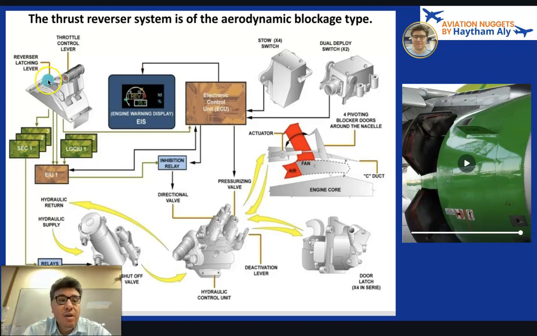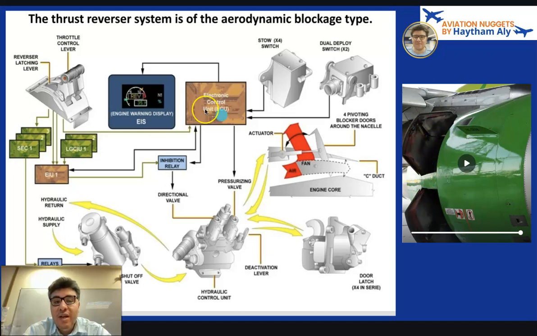In order to operate the thrust reverser, as you can see, for the deploy sequence, the pilots need to release the reverser latching levers in order to move the throttle control lever from the idle stop to reverse idle. This operation goes from 0 at idle stop to -6 at reverse idle. So from 0 to -6, we need the thrust reverser to be fully deployed, as you can see here.